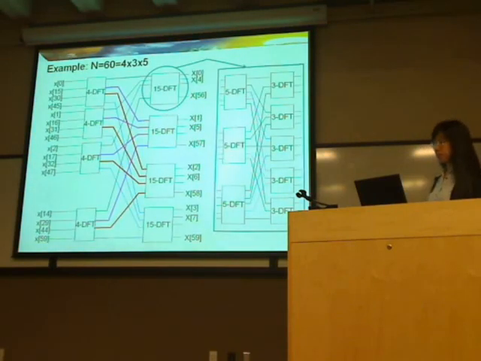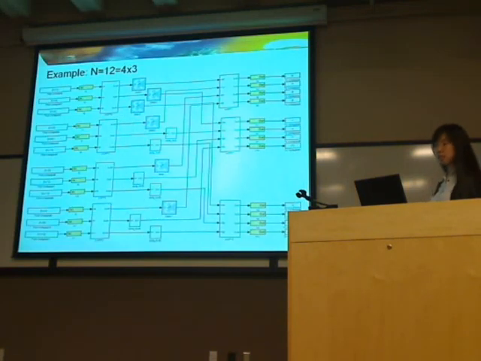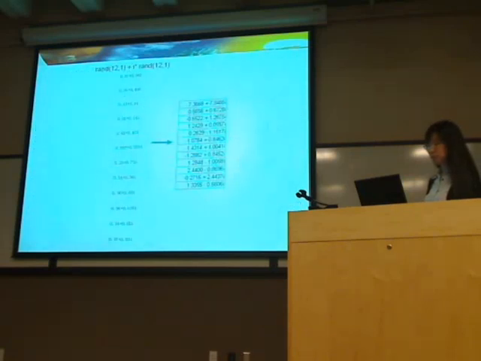And here I show an example. This is a butterfly for N equals 60. First I factorize 60 into 4 and 15. So firstly I perform 15-point DFT, then multiply the outputs by different twiddle factors, and then perform 4-point DFT. Actually, this 15-point DFT is a combination of 5-point and 3-point DFT. And then this is a Simulink example for N equals 12, where the inputs are random complex numbers. I ran this simulation and got those results.